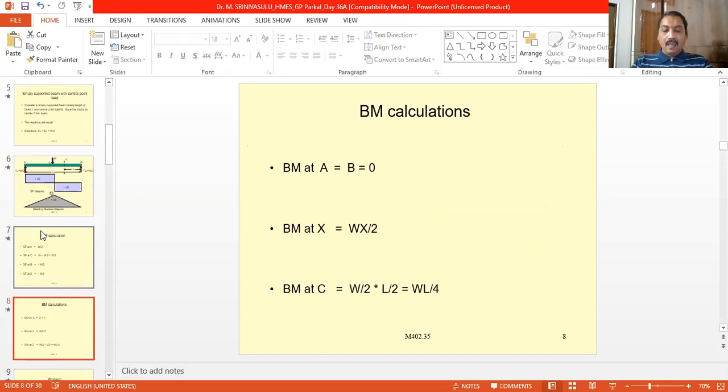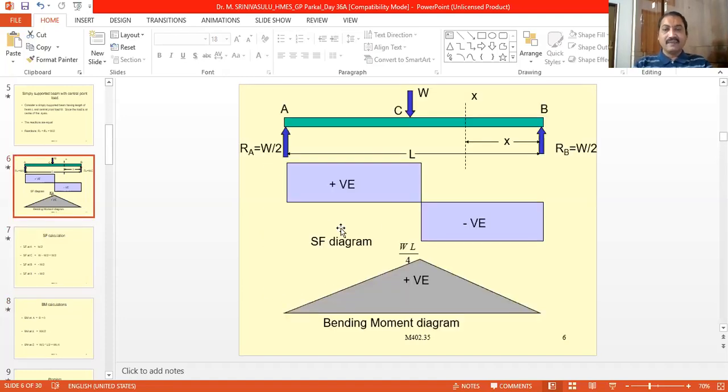Now the bending moments at A and B are equal to 0, because if you see the figure here, the forces RB at point B and RA at point A are acting at the ends. So for example, to find the bending moment at point B, you have to consider a section somewhere here, nearer to the point B. Now here what is happening? To the left we got two forces, but to the right only one force we are having.